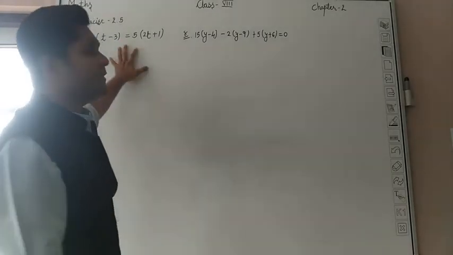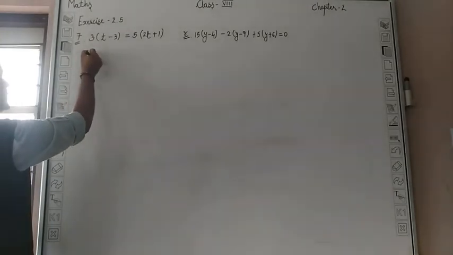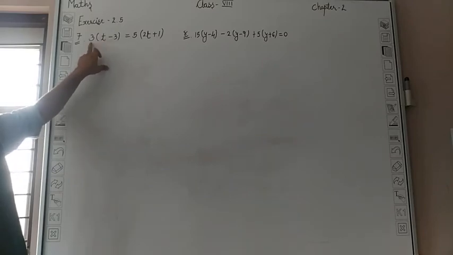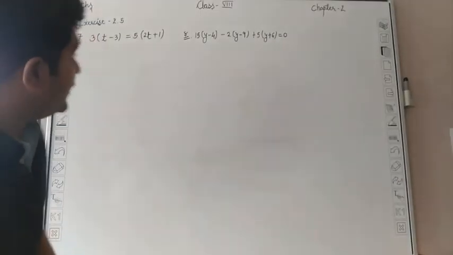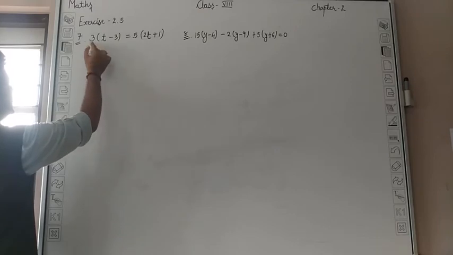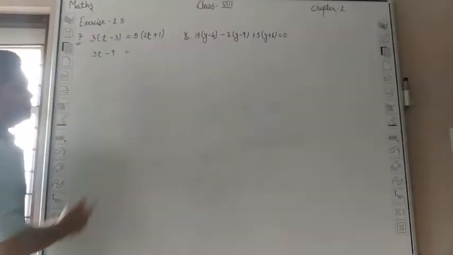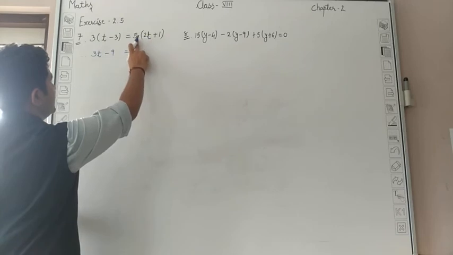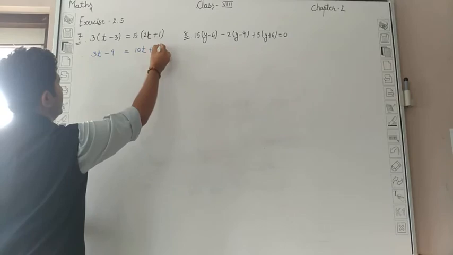First of all, in this we will remove the bracket. So let me start, friends. If you remove the bracket, 3 is multiplied with both terms. 3 multiplied by t is 3t, minus 3 times 3 is 9, equal to 5 multiplied by 2. This 5 is multiplied with both terms, 2t and 1. 5 multiplied by 2t is 10t, plus 5 times 1 is 5.